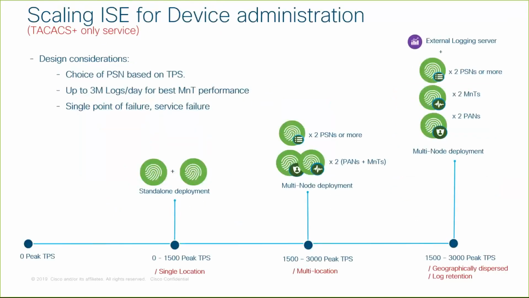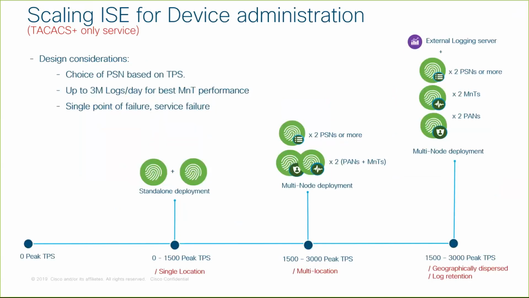All right, to summarize everything, like I had on the slide, the important thing for you to understand from a very high level is these design consideration goals. You have to choose the number of PSNs. You need to understand the number of logs per day to see what kind of appliance you need for MNT. When you design your deployment, you also need to think about single point of failure, service failure, and so on.